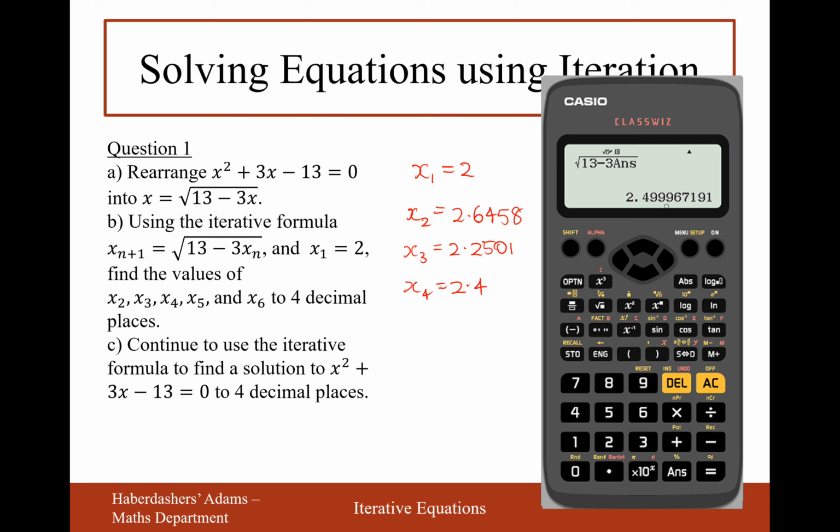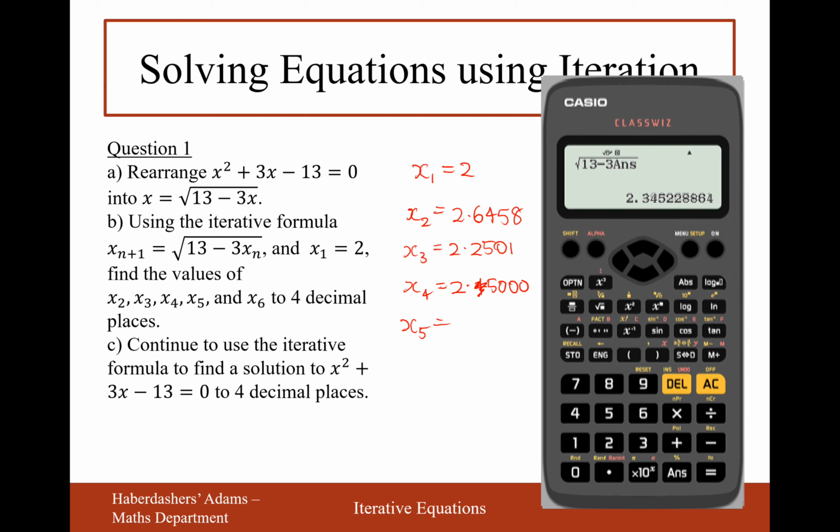Wow, this one's tricky to round, so it'd be 4999, but then the 6 will round the 9 up to a 10, which will round the next 9 up to a 10, which will round the 9 up to a 10, which will round the 4 up to a 5. So it's actually going to be 2.5000, 1, 2, 3, 4 decimal places in this answer.